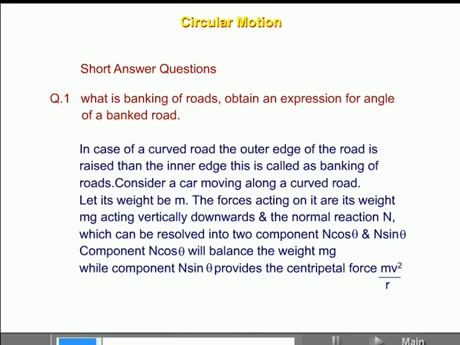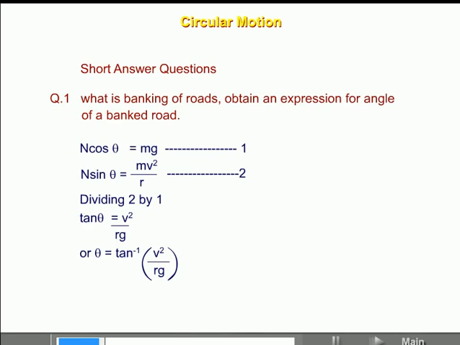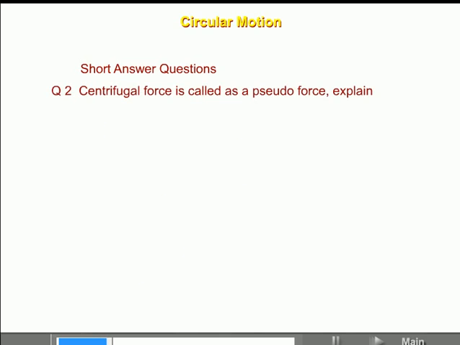Component N cos theta will balance the weight mg, while component N sin theta provides the centripetal force mv square upon r. Therefore, N cos theta is equal to mg, equation number 1, and N sin theta is equal to mv square upon r, equation number 2. Dividing 2 by 1, tan theta is equal to v square upon rg, or theta is equal to tan raised to minus 1 of (v square upon rg). Centrifugal force is called as a pseudo force.